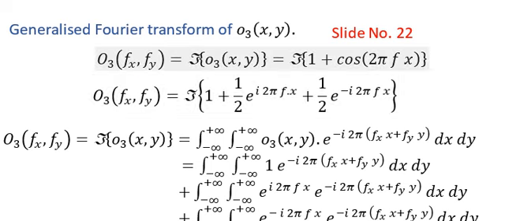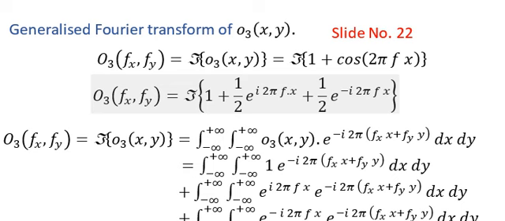O3 was a cosine function, which is equal to 1 plus cos of 2 pi fx into x. On the left hand side we have represented the Fourier transform by capital O3 with the Fourier variables fx, fy, and the operator is operating on small o3 with the variables x and y. So the same operator is operating on the cosine function 1 plus cos of 2 pi fx into x.